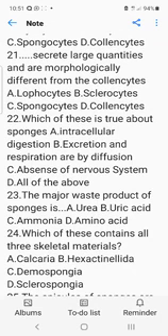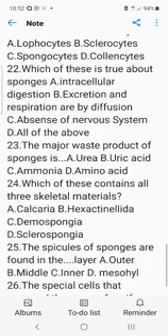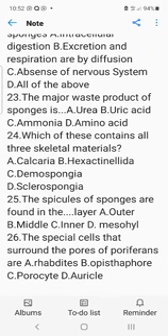Intracellular digestion, excretion and respiration by diffusion, absence of nervous system. Of course, the answer is all of the above. Number 23. The major waste product of sponges is ammonia. The major waste of sponges is ammonia. So do you have the major waste of amoeba to be what? Ammonia. Ammonia is the major waste of amoeba and sponges.